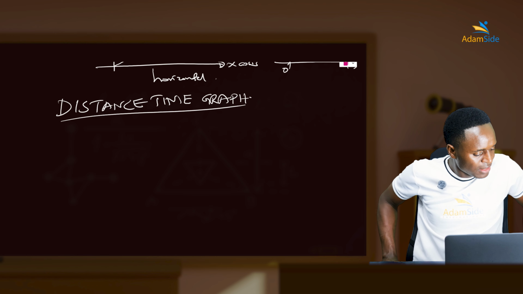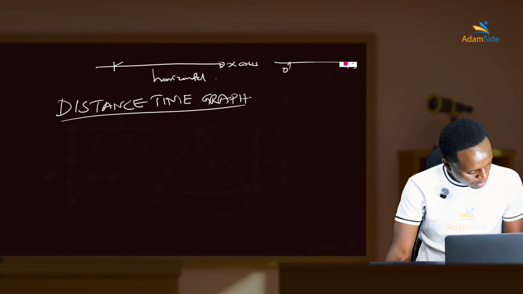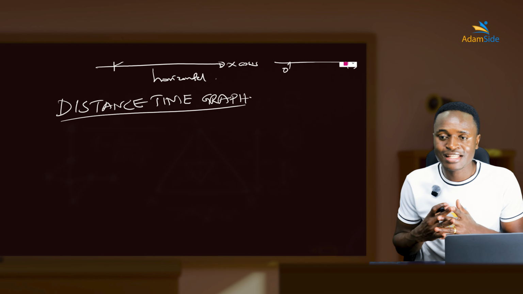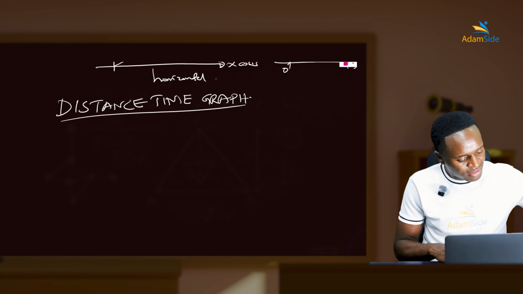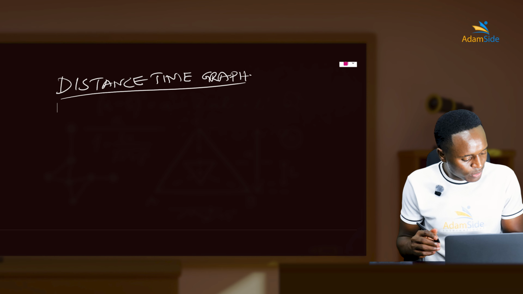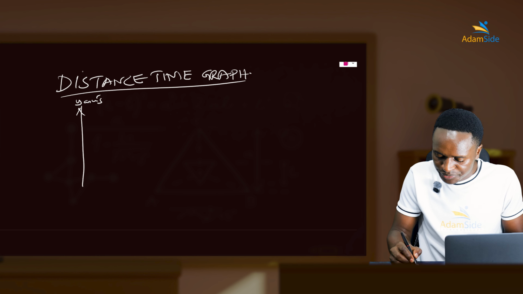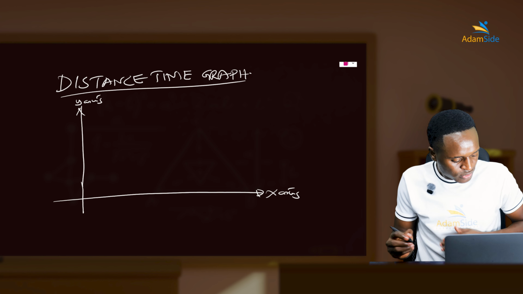Graphs that show the connection between the distance an object has traveled and the time taken to travel that distance are called distance time graphs or travel graphs. That's the definition. On such a graph we have the y-axis, the x-axis, and then we have the scale.